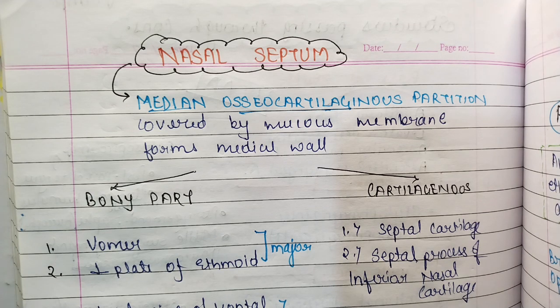In the next video we are going to discuss the arterial supply, venous drainage, nerve supply, and the lymphatic drainage of the nasal septum. Okay, so that would be part 2 of the nasal septum.